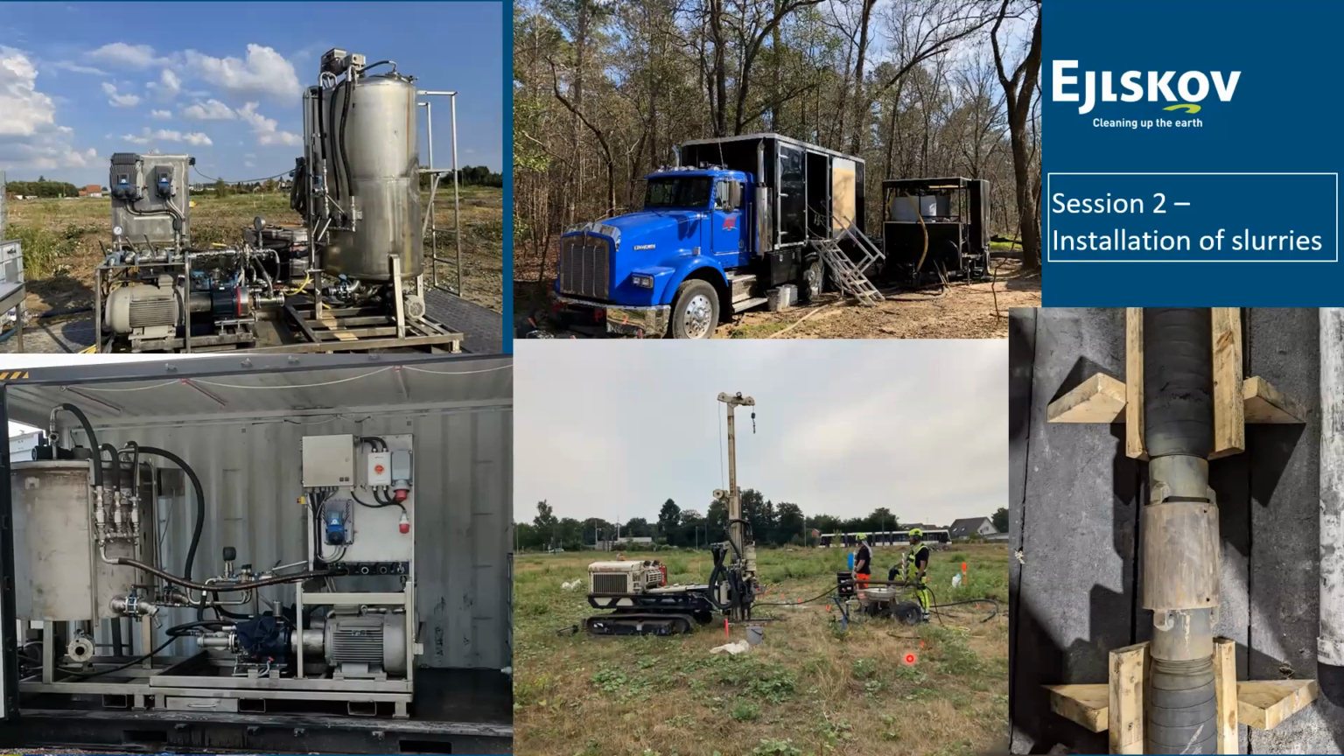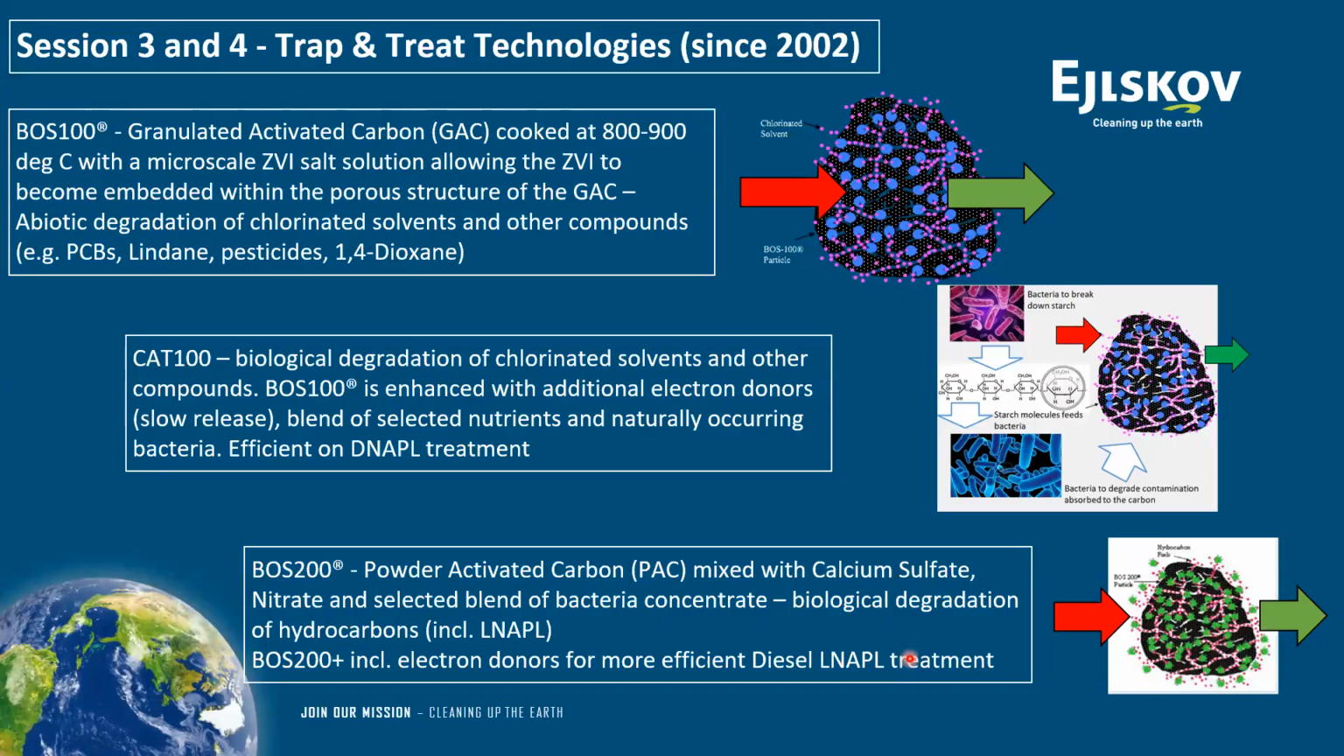So the sneak peek of the upcoming sessions: in a few days, on June 20th, we will cover during our second session the installation of slurries. As the RPI group, we have spent a lot of years developing custom-built, equipment-specific tools to be able to properly install suspended amendments when it comes to in situ remediation. We will then follow up after the summer holidays with two sessions focused on our main products, which are the trap and treat technologies, which have been on the market since 2002.